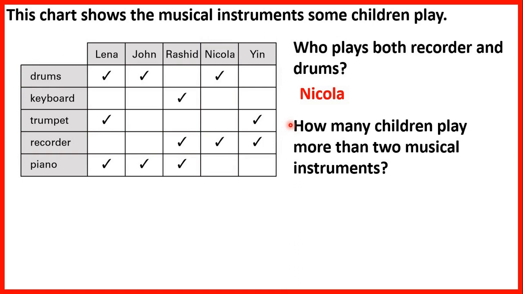Now, how many children play more than 2 musical instruments? Well, if we look at Lena, we can see that she plays the drums, the trumpet, and the piano. So she plays 3 instruments, and that's more than 2. But John, we can see, only plays 2 instruments, so that's not more than 2. Rashid plays 3, Nicola only plays 2, and Yin plays 2. So the only children who play more than 2 are Lena and Rashid, and it asks how many children, so that's 2 children.